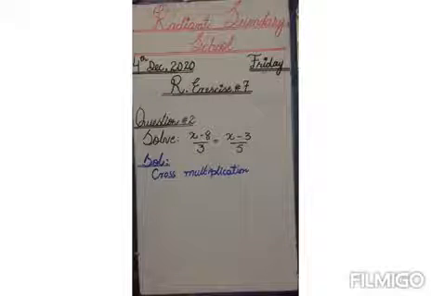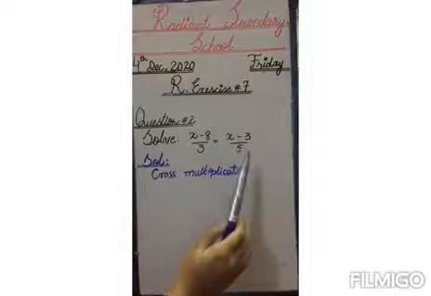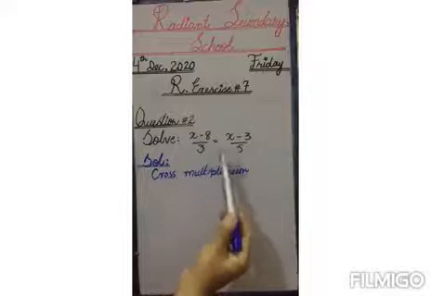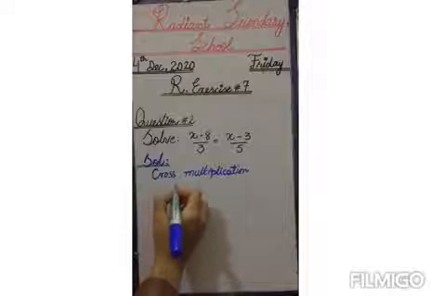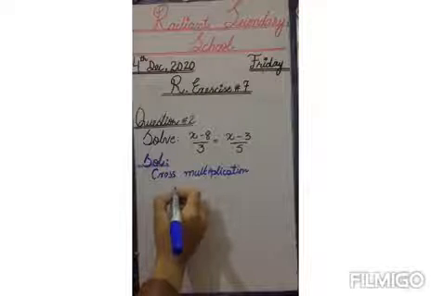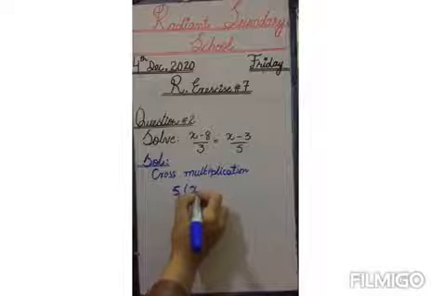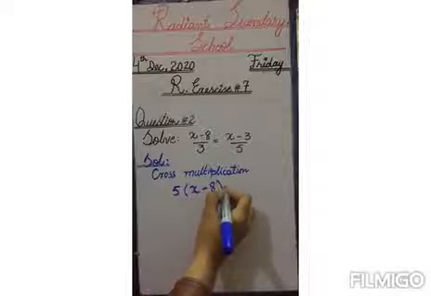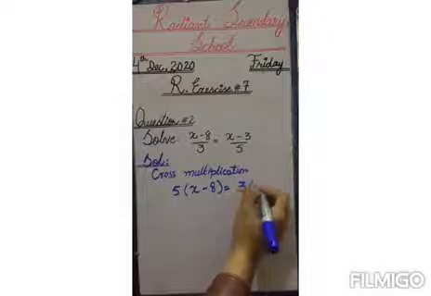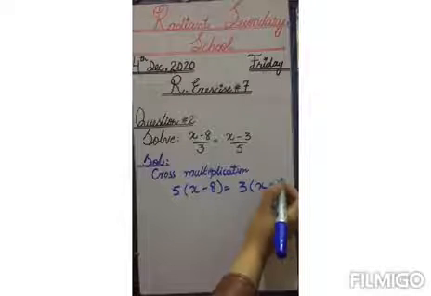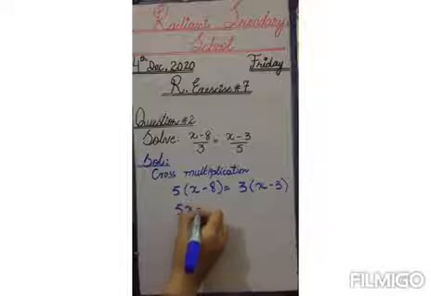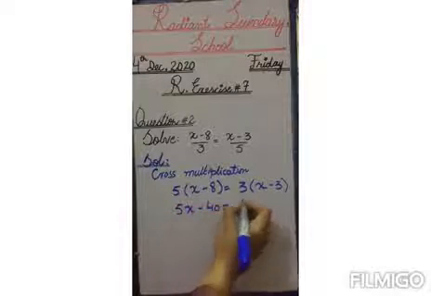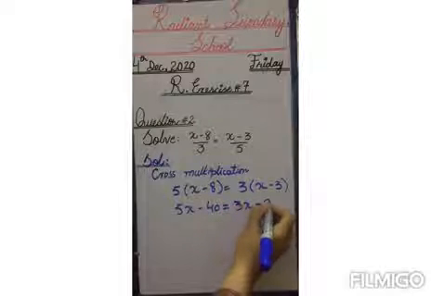So class, let's start the question number 2, which says x minus 8 divided by 3 is equal to x minus 3 divided by 5. As you can see from the look of these questions, it will be solved through cross multiplication. So let's start performing cross multiplication. It will be equal to 5 into x minus 8 is equal to 3 into x minus 3. Let's multiply this inside the brackets. It will be equal to 5x minus 40 is equal to 3x minus 9.